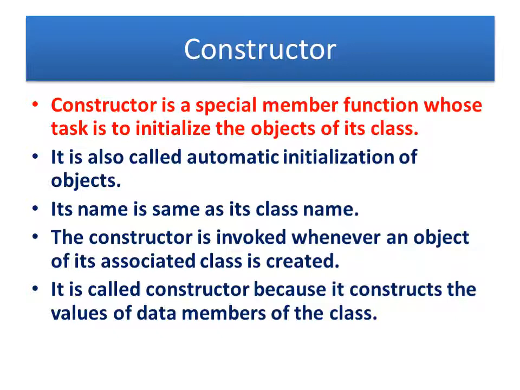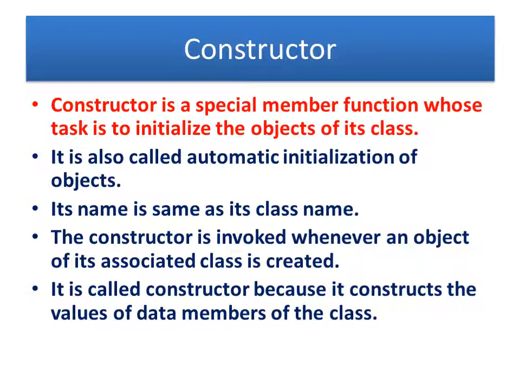Why are we calling it automatic initialization? Even if you are not declaring the constructor explicitly in the class, immediately after the creation of the object, this constructor is invoked. So we call this constructor an automatic initialization of an object. Its name is the same as its class name. In the example, we will see how we define this constructor. It holds the class name itself.